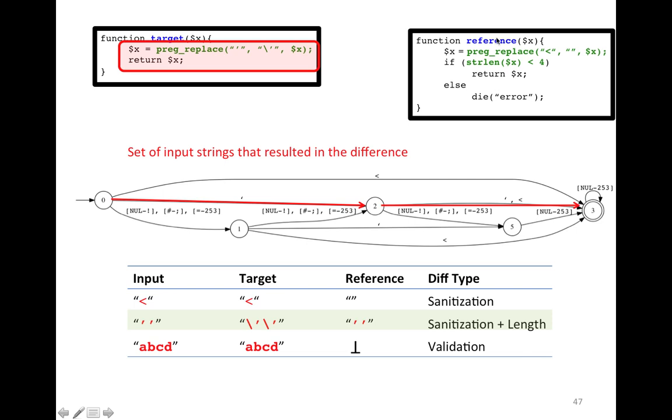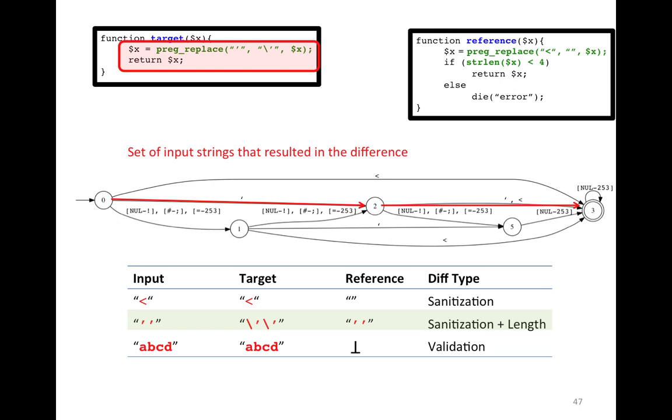Because the reference is not going to output any string of length 4 or more, and this string is actually of length 4. This is a very subtle difference between the two functions. So again, this difference is a length difference. The length of the output of some strings that are output by the target is different than the length of some strings that are output by the reference.